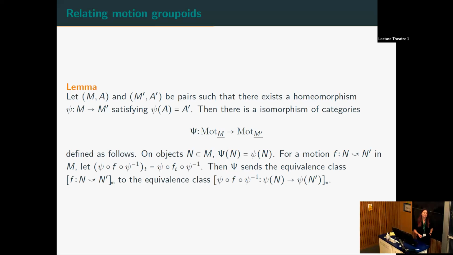Okay, and then we have several nice lemmas about how we can relate different motion groupoids to each other. So potentially we can find out something about what one motion groupoid looks like and learn something about a different one from it. So if we take a pair M, A, and then a pair M prime, A prime, such that we have a homeomorphism psi from M to M prime, which sends A to A prime, then we always get an isomorphism of the motion groupoids, which on objects just sends every N to the image under psi. And then for a motion, we just conjugate with psi at every point.